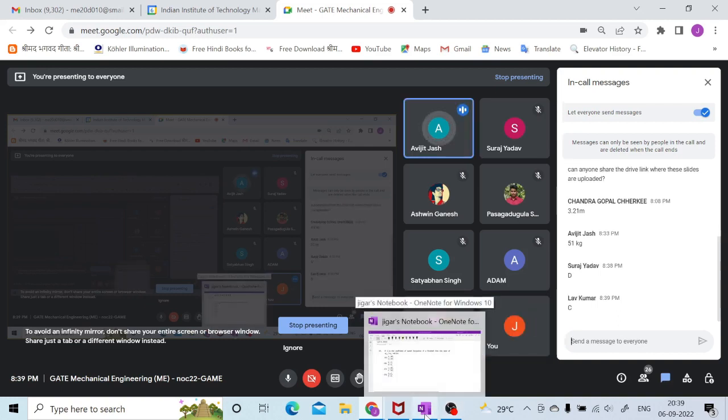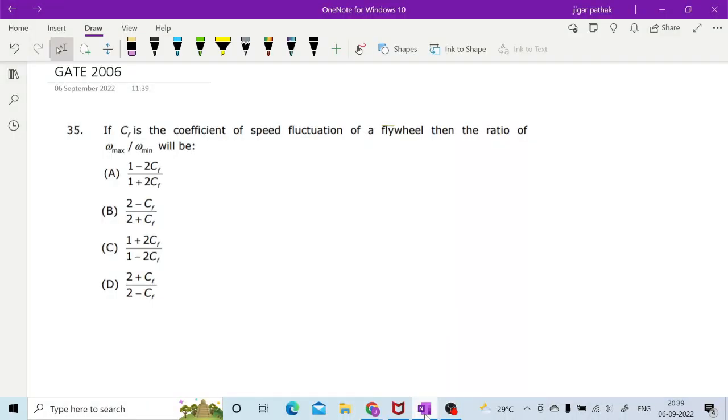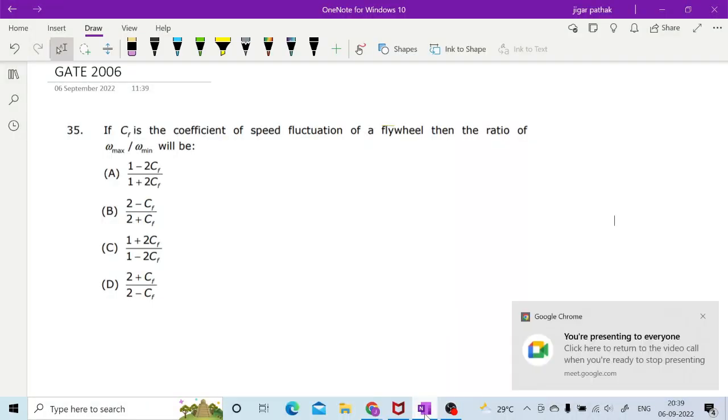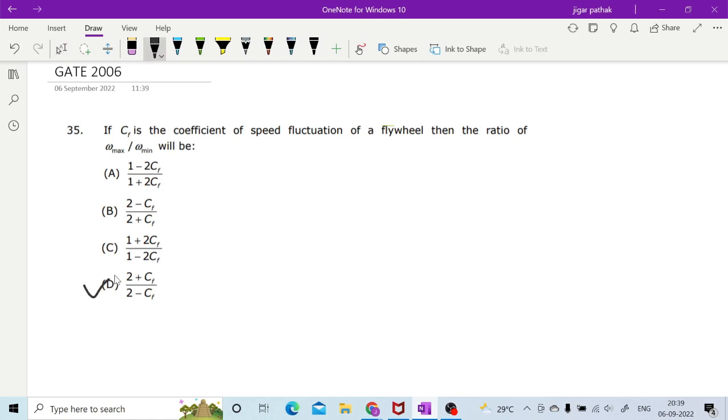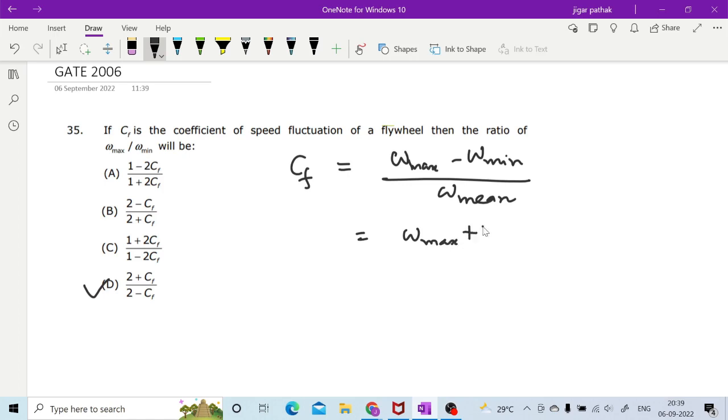Sir, please show the poll. Yes, you can see. It is coming D. Yes, correct. D is the correct answer, because whatever CF we are having, CF is the coefficient of speed fluctuation. We have defined it as omega max minus omega mean divided by omega mean, right? Where omega mean is omega max plus omega min by 2.